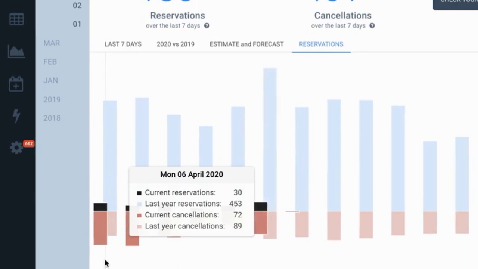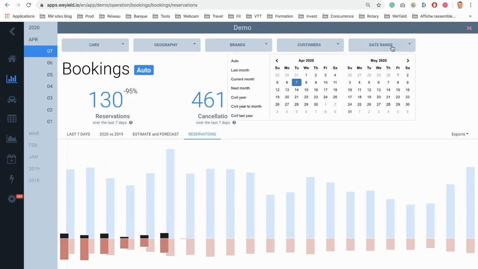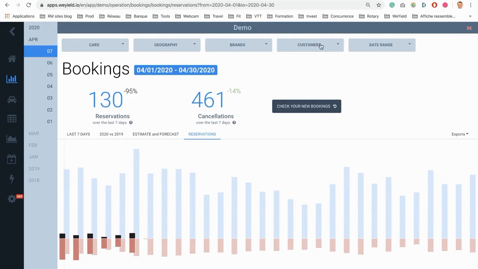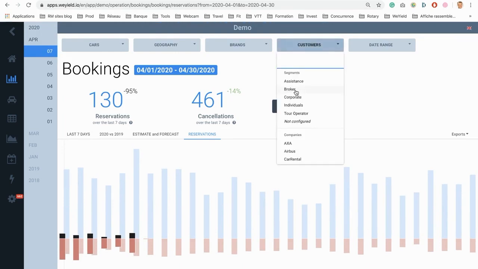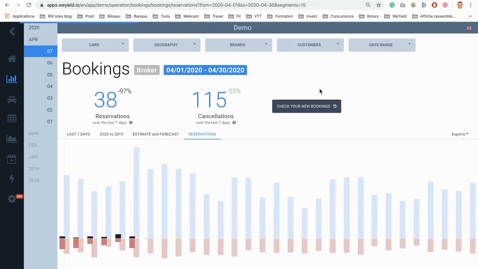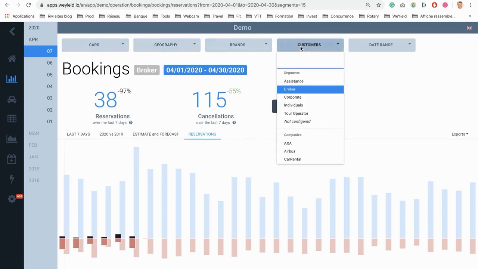So we display the last 7 days that has been taken, as well as the upcoming 3 weeks ahead. However, you are able to play with the regular date range button, as well as any other filter that you used to play with. Let's see in April how many transactions I took and how many cancels I took for the broker segment. So you can manipulate the filter as you used to by car, geography, brand, customer, let's say the sales part.